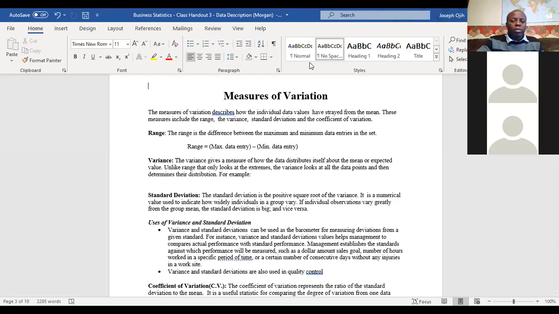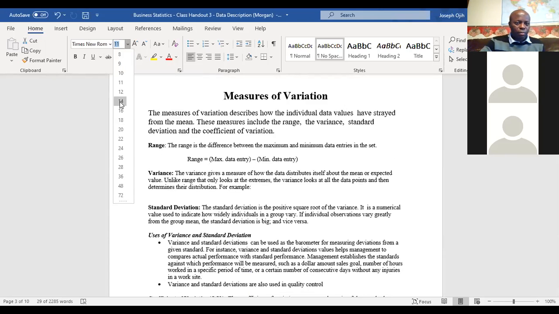So the measures of variation, we call them measures of variation because we use them to describe how the individual values have strayed away from the mean, like I was explaining in the last lecture.